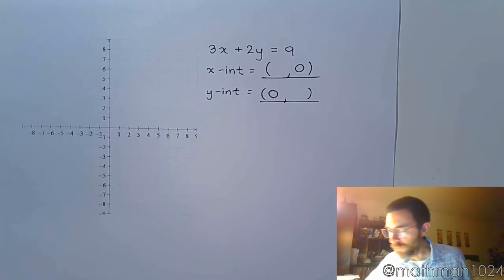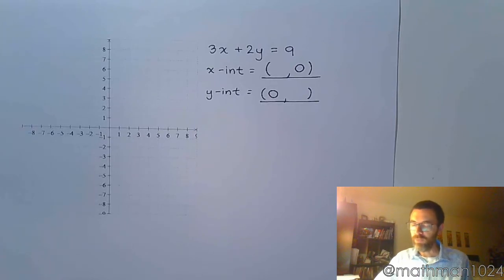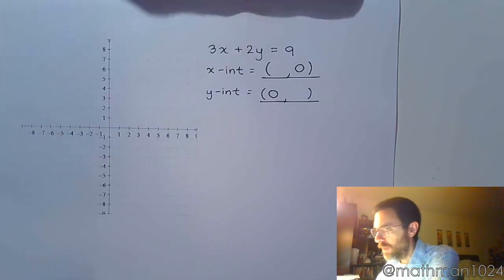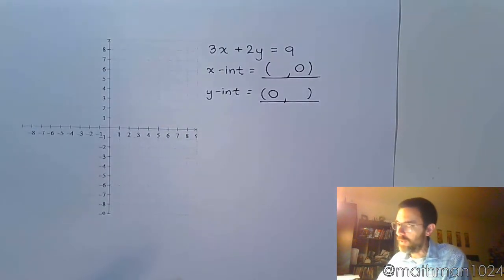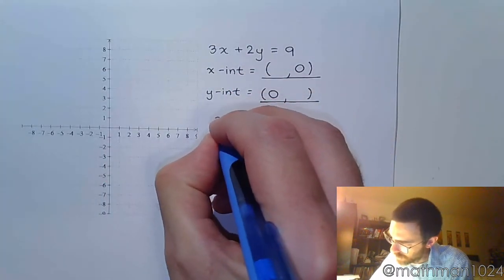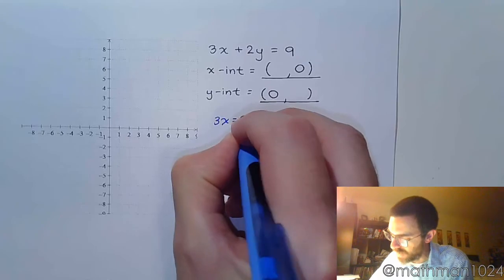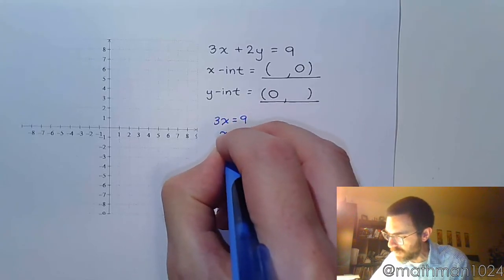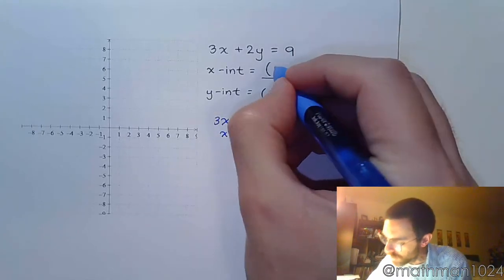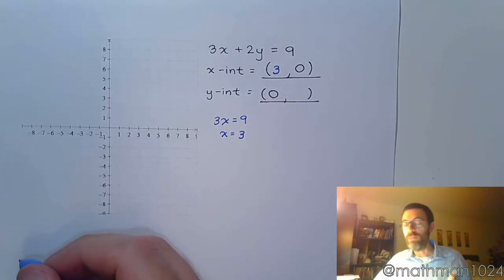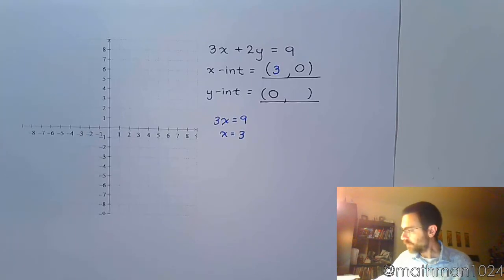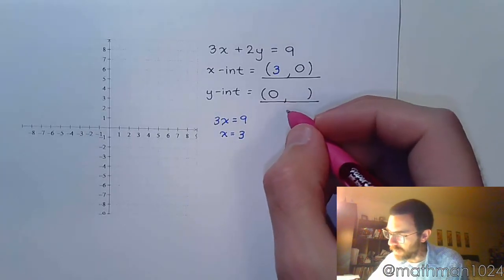Alright, so for the first one, trying to find the x-intercept means that y is 0. So if we just cover that up, if I just pretend that this term is not here, then you end up with 3x equals 9, which means that x equals 3. So very quickly you can get the x-intercept as the ordered pair 3, 0. And then we look at the y-intercept.